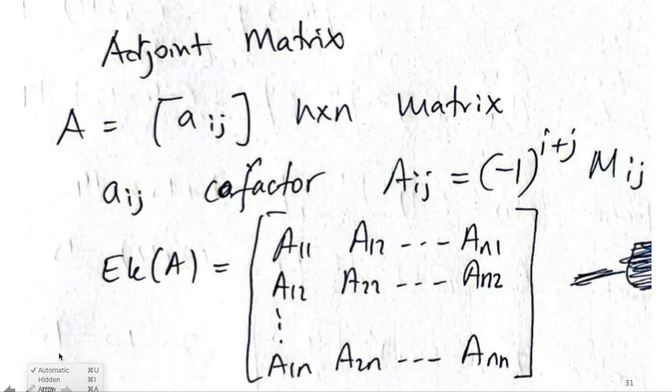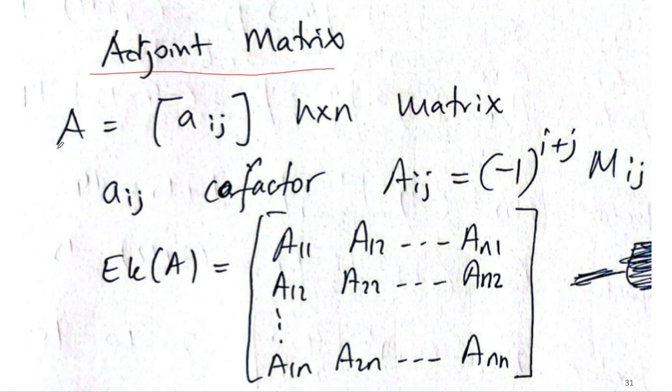Now we need to define the so-called adjoint matrix. Now we are coming towards the inverse of a matrix. We have seen the determinant calculation. The next thing we will talk about is the inverse of a matrix and how we can calculate the inverse. In order to calculate the inverse, we first need to introduce the so-called adjoint matrix.